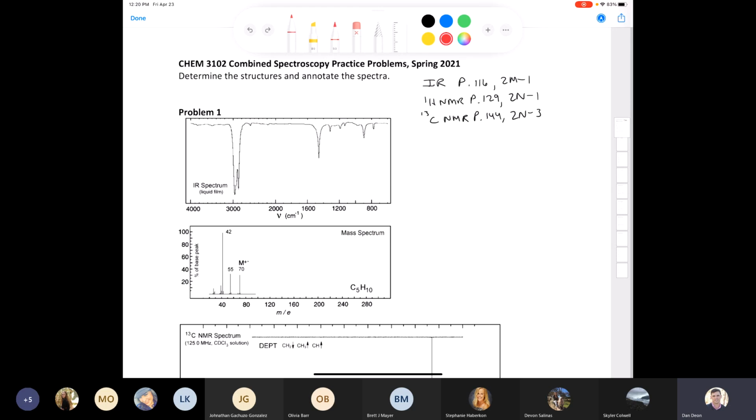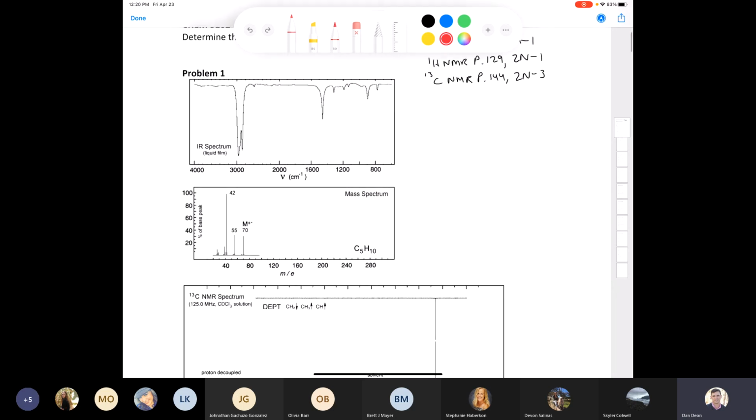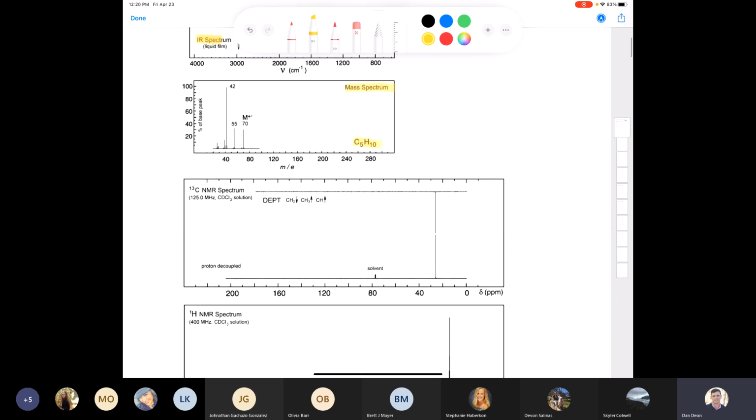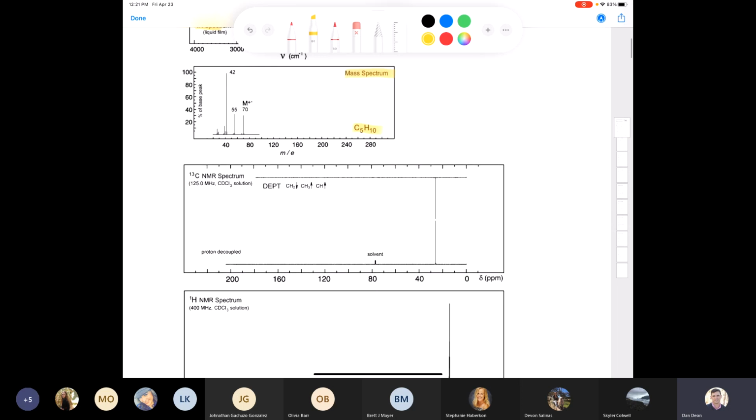All right, well, let's get started. So here's problem number one. It says, determine the structure. So we need to elucidate the structure of the molecule and annotate the spectrum. Well, you see that we have a beautiful IR. It looks pretty simple. There's not a whole lot on there in terms of absorbances. We have a mass spectrum. We're also given a molecular formula. We're given a carbon-13. We're also given a DEPT spectrum.